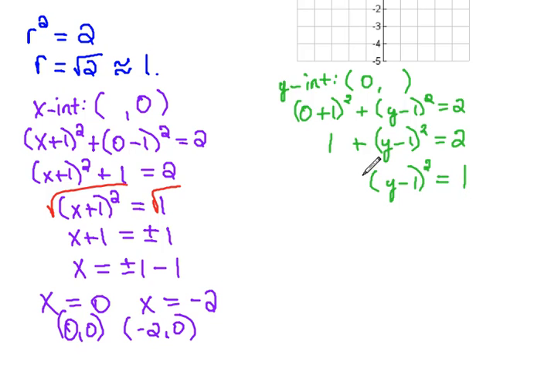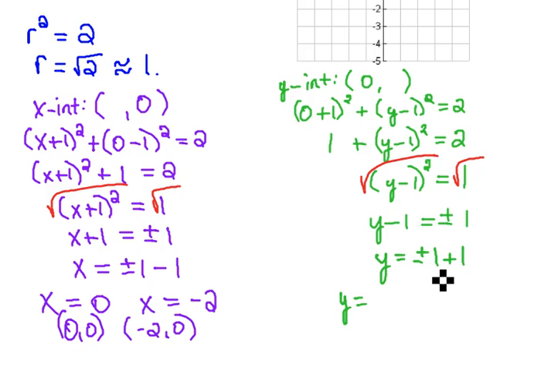And now to undo the square, we would have to do the square root. So y minus 1 would equal plus or minus the square root of 1, which is 1. And adding 1 to both sides, y equals plus or minus 1 plus 1. So y would equal 1 plus 1 is 2, or negative 1 plus 1 is 0. Oh, I probably shouldn't have done it that way, just say y equals 0.